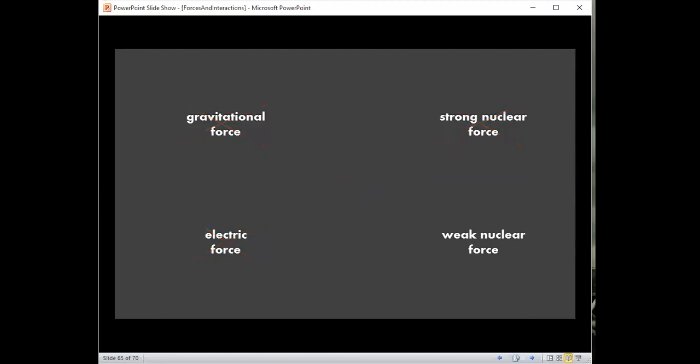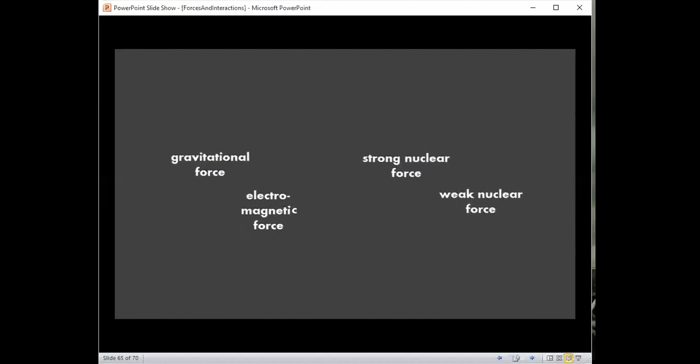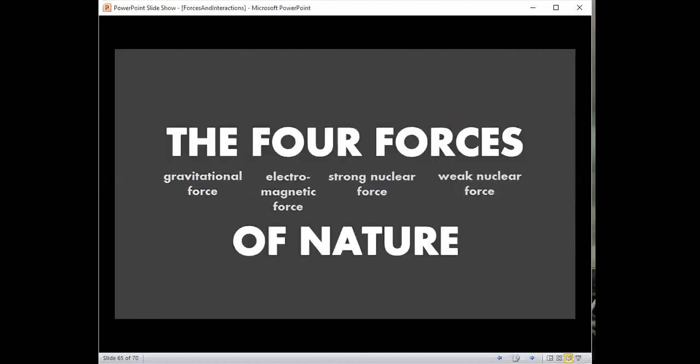So here we have these four forces, and the only thing missing is the magnetic force. So if we tack on the magnetic force to the electric force, because, as it turns out, these two forces are so intimately related that they are very similar forces. And Einstein's relativity showed that they are actually two sides of the same coin. So here we have these four forces, and together they make what we call the four forces of nature.